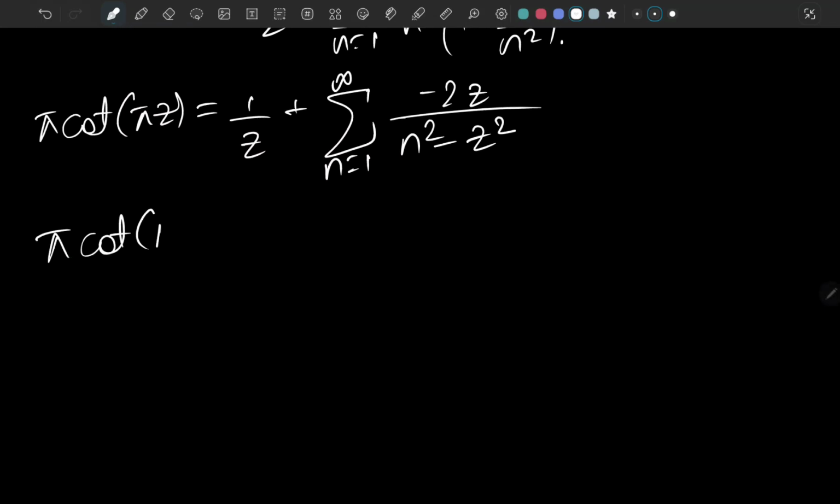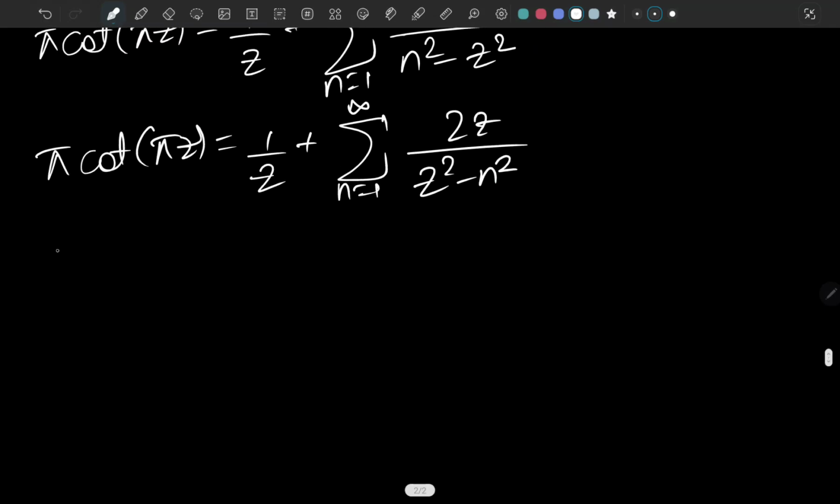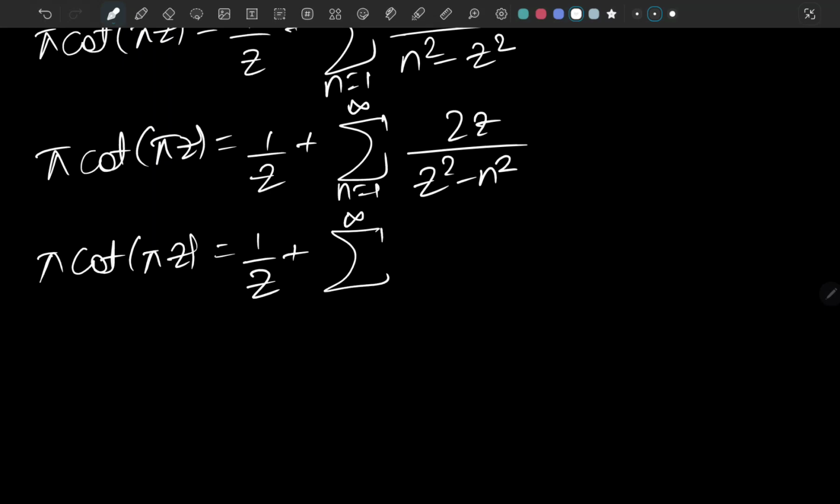So pi times cotangent of pi z equals 1 over z plus this sum as n goes from 1 to infinity of 2z over z squared minus n squared. Fine. Okay, and now let's talk about the pi times cotangent of pi z again here, and that's going to be this sum as n goes from 1 to infinity of, well, we can just factor this z squared minus n squared as z plus n times z minus n.